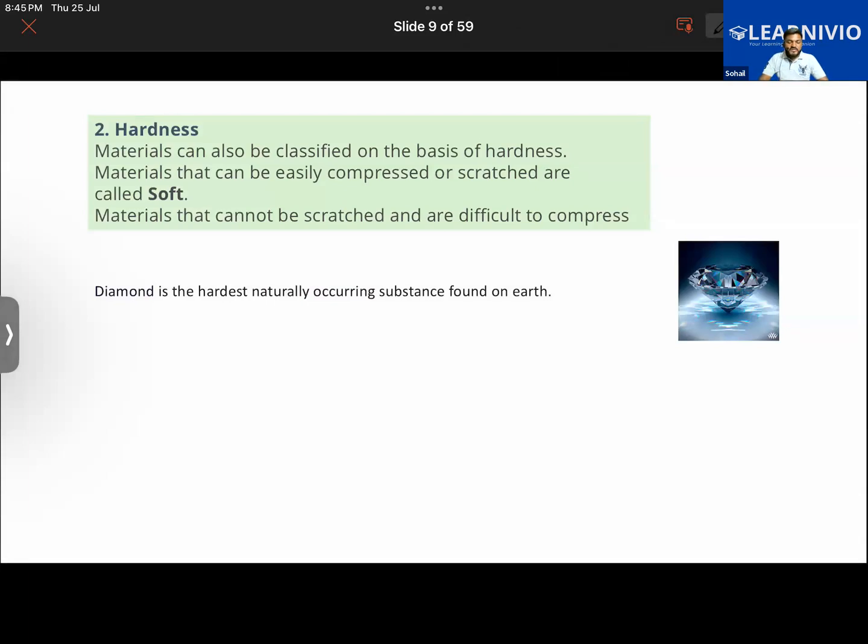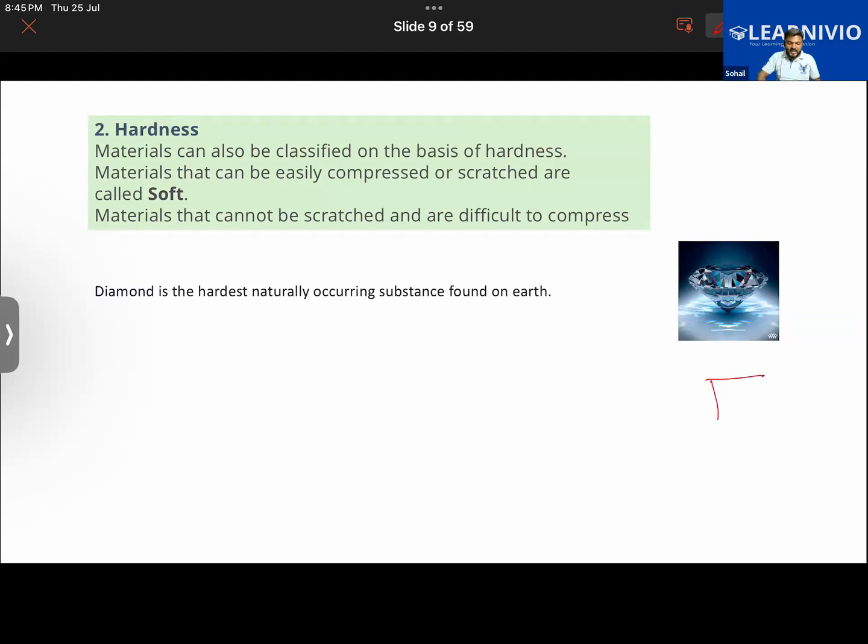Then another basis of classification is based on hardness. Some of the materials can be easily compressed and easily scratched, while some of them cannot. For example, you have a pillow, you can easily compress it, while if you have a piece of rock, you will not be able to compress it because it is hard. Why is it hard? Because the particles of, for example, this diamond, are very compactly packed together. They have no space between them.